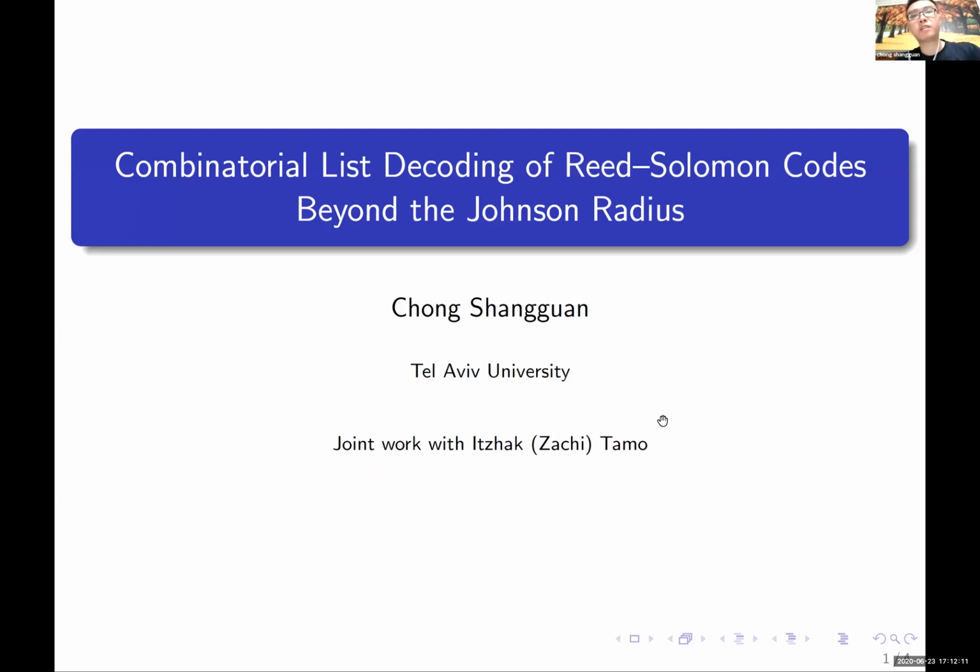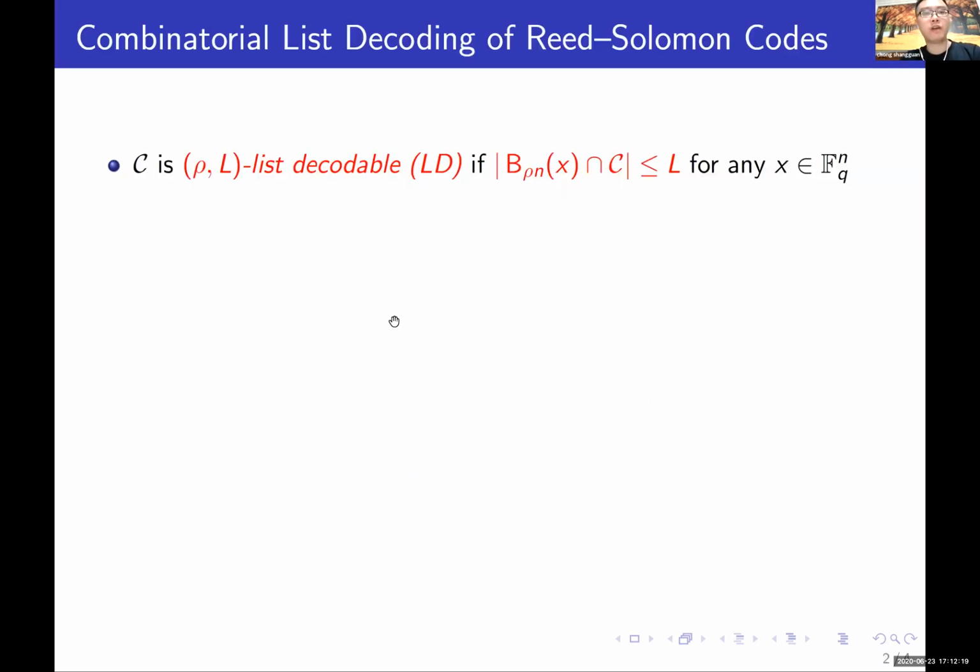I will talk about combinatorial list decoding of Reed-Solomon codes. This is based on joint work with Zeyu Guo and Tamo. For a real number rho in 0 to 1, and a positive integer L, a code C is called (rho, L) list decodable if for any vector x, the Hamming ball of radius rho n centered at x has at most L intersections with the code C. We further call rho the decoding radius and L the list size.